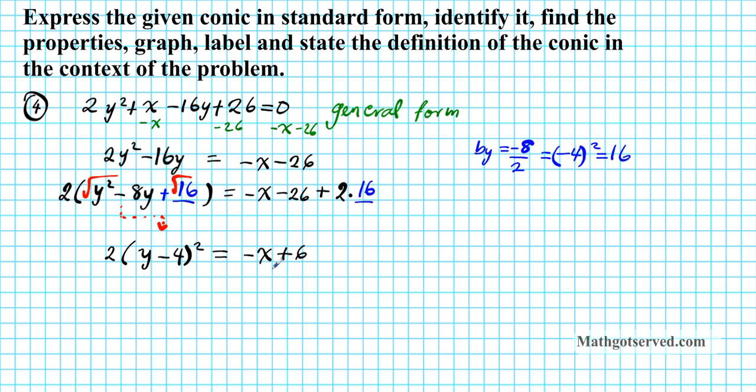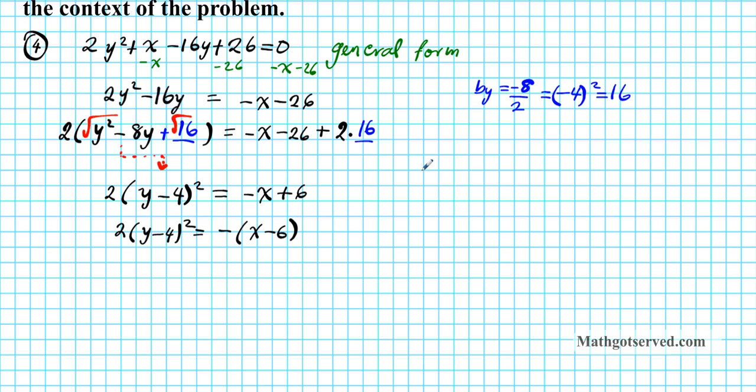We can factor out negative from these two quantities right here. We have 2 times (y minus 4) squared equals negative (x minus 6). Okay? And then this 1/2 has to go, because in the standard form of the equation of a parabola, you don't have any coefficient in front of the squared quantity. So to accomplish that, we'll simply multiply both sides by 1/2. So multiply by 1/2 and multiply by 1/2. That's going to yield (y minus 4) squared equals negative 1/2 (x minus 6).